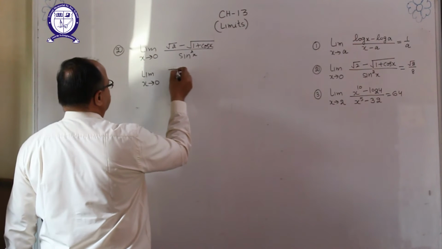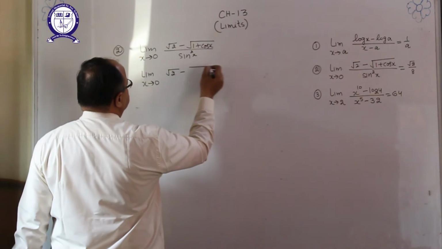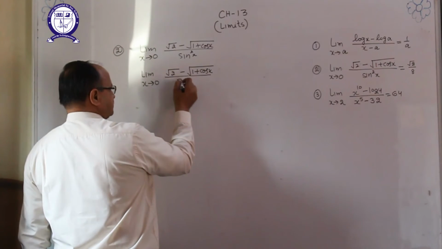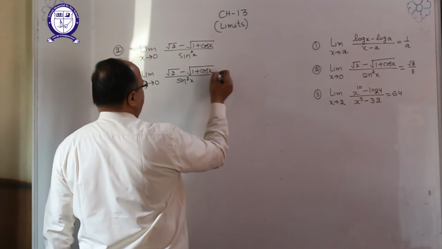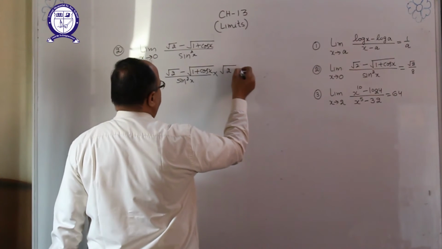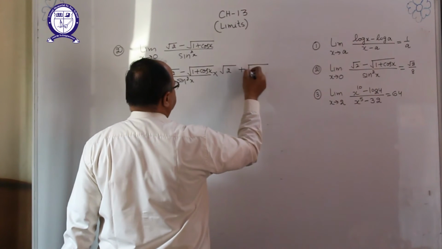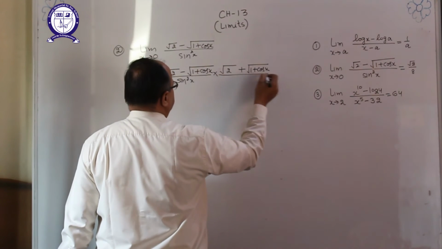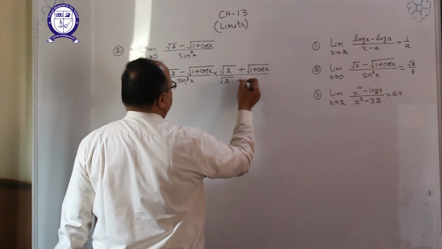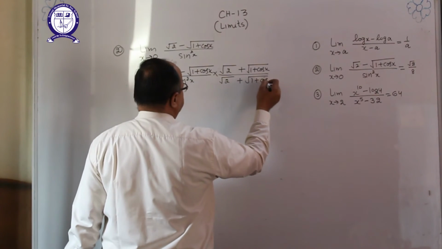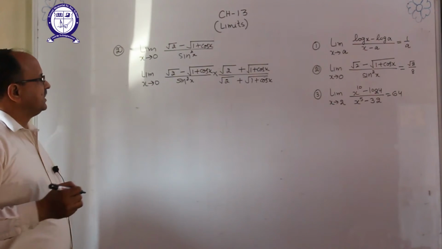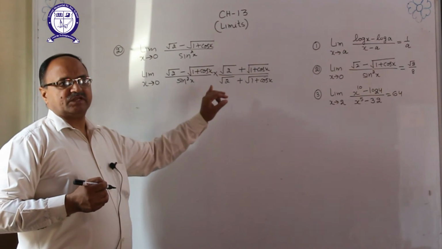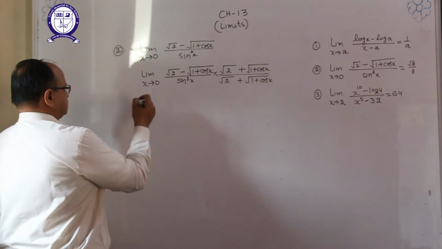Limit x approaches 0, (root 2 minus root of (1 plus cos x)) divided by sin square x, into multiply numerator and denominator by (root 2 plus root of (1 plus cos x)) upon (root 2 plus root of (1 plus cos x)). Correct? Now you can apply the identity (a minus b)(a plus b), that is the formula a square minus b square.